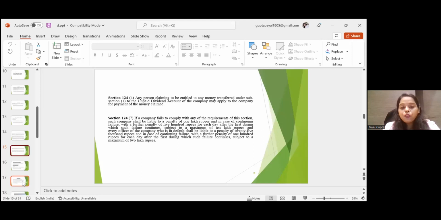And every officer in default shall be liable to 25,000 rupees, and for each continuing failure a further penalty of 100 rupees for each day after the first during which such failure continues, subject to a maximum of 2 lakh rupees. अगर कंपनी फेल करती है तो ये पेनल्टी अमाउंट्स उस पे लगते हैं.